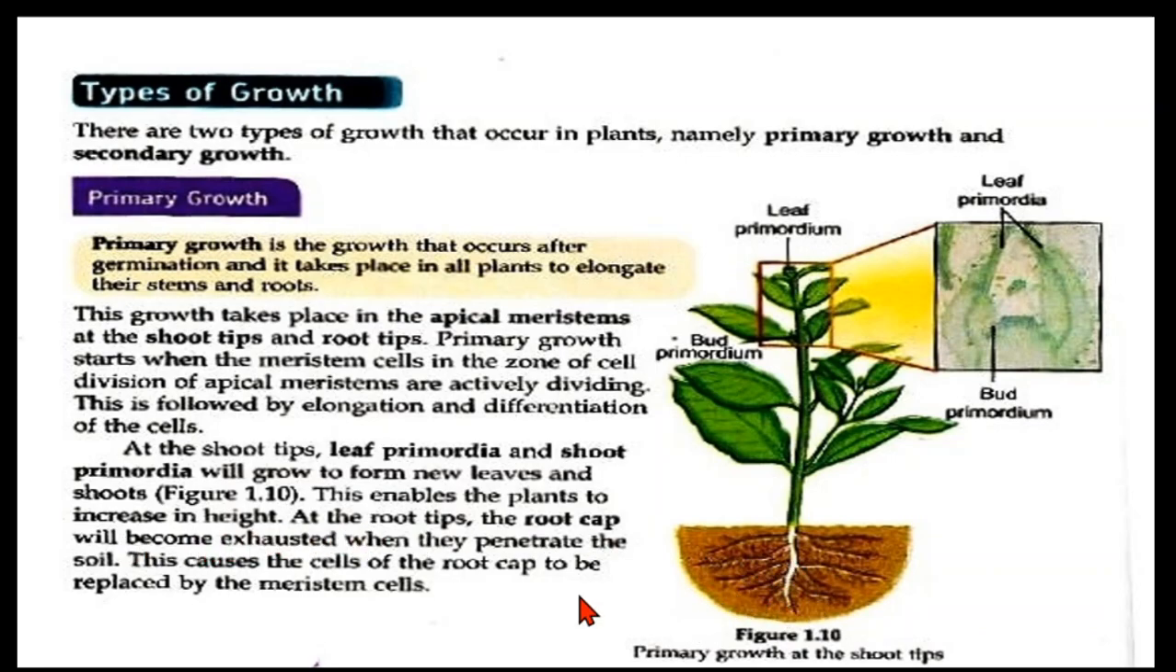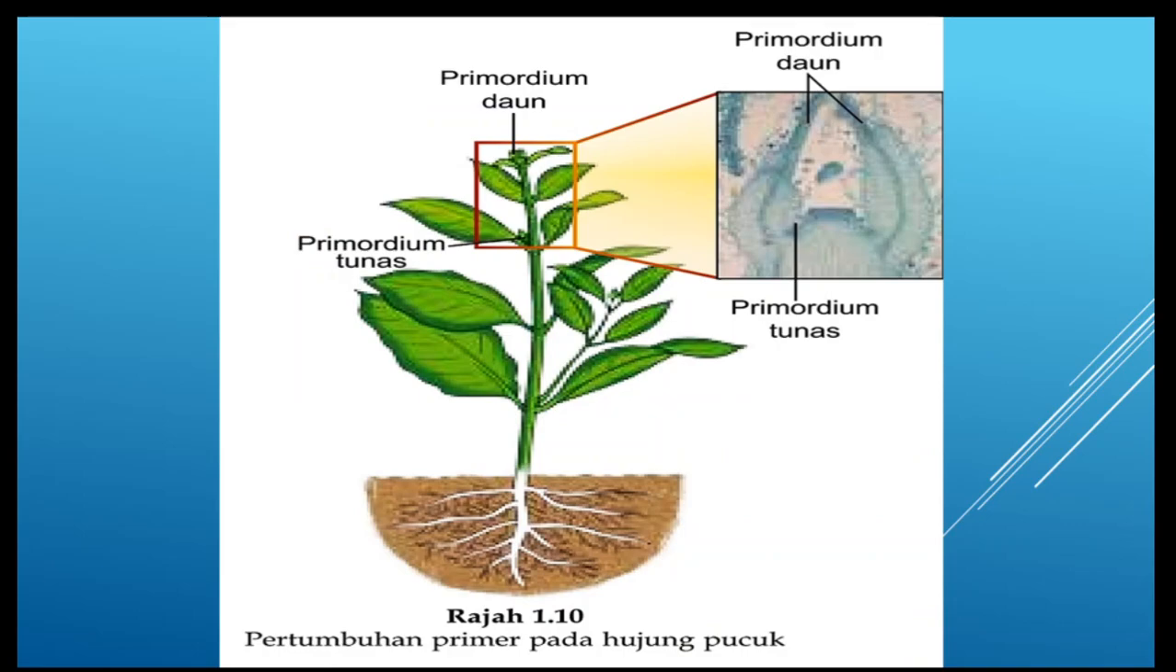At the root tips, the root cap will become exhausted when they penetrate the soil. This causes the cell of the root cap to be replaced by the meristem cell. Okay, the meristem cell is the upper one, then the root cap, and then the meristem cell above it. Okay, which we have learned in the previous class. Okay, so this one is clearer. Alright.